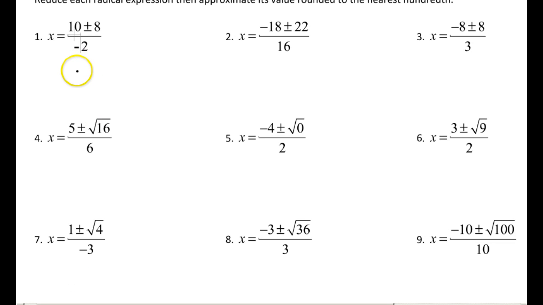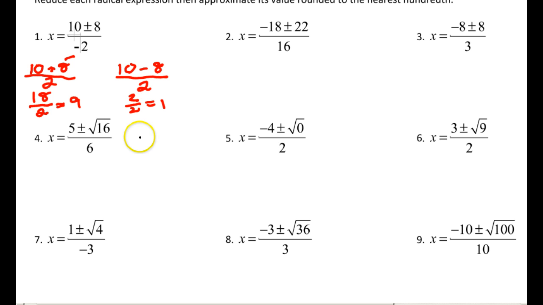Okay, let's do a few of these, as we already did. The first one together. Break it up into two. Quiet down, quiet down. So you get your two answers, and we could actually write these as like this.